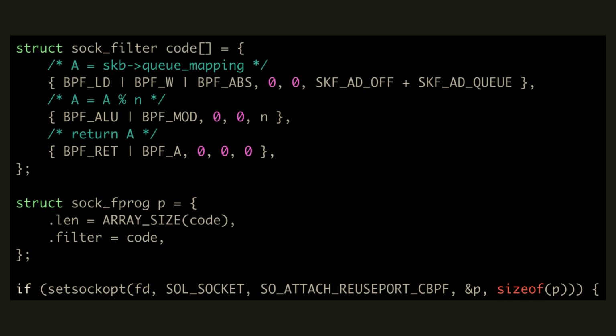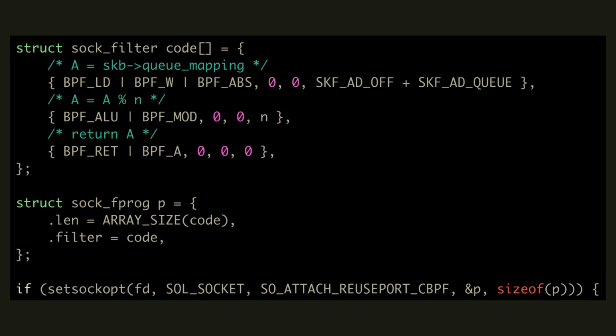So what you can see from this is just taking the queue mapping of the SKB, which can be a number from 0 up to the number of hardware queues on the device, and it's doing that modulo n. Presumably n in this case would be the number of threads you have. And so the idea is that this reuse port BPF program would look at the queue mapping and decide, based on the queue mapping modulo the number of threads, which thread would get a particular connection.